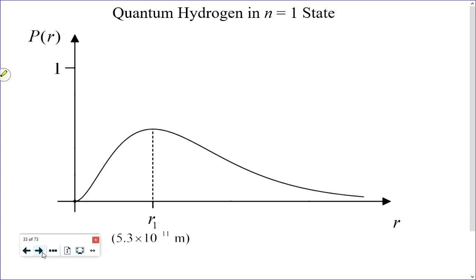The probability of finding the electron in an n equals 1 state, it turns out, really is not 100% being at this distance, but it has the greatest probability of being at that distance. There are probabilities that the electron can be found further away from the nucleus or closer to the nucleus, even though it's in the n equals 1 state. And that seems weird. It does. It seems weird to me.